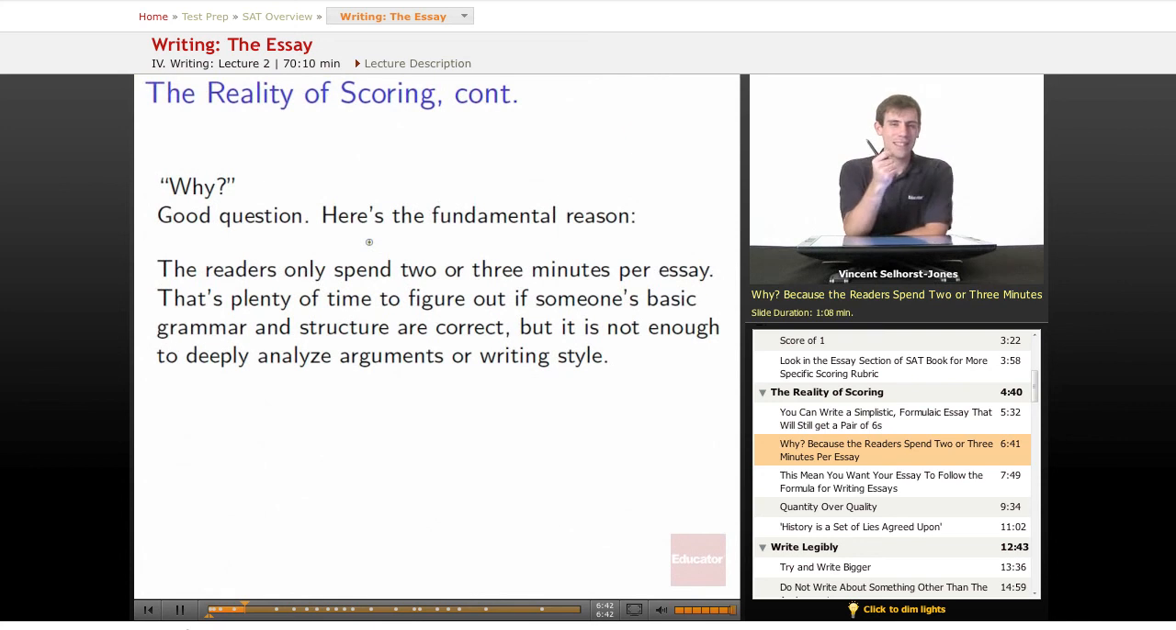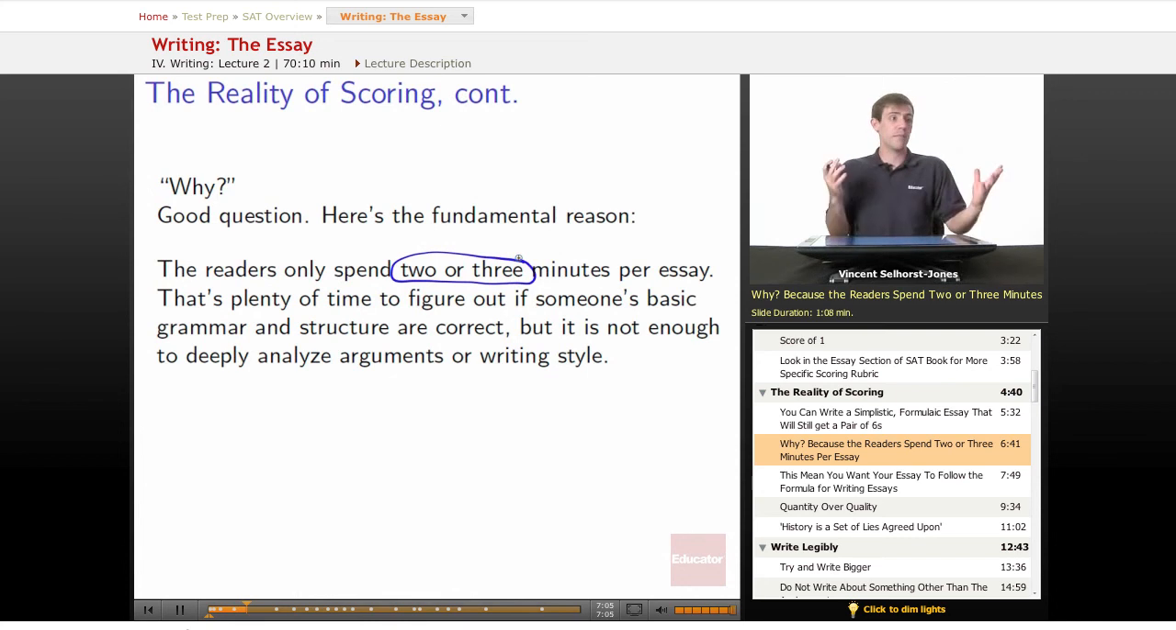So, why is this the case? That's an excellent question. Here's the fundamental reason. Basically, the readers who go through these essays spend only 2 or 3 minutes per essay. In fact, I've heard numbers as low as 1 minute, but that might just be a rumor. But the official word is that it's 2 or 3 minutes per essay. That is not a lot of time.